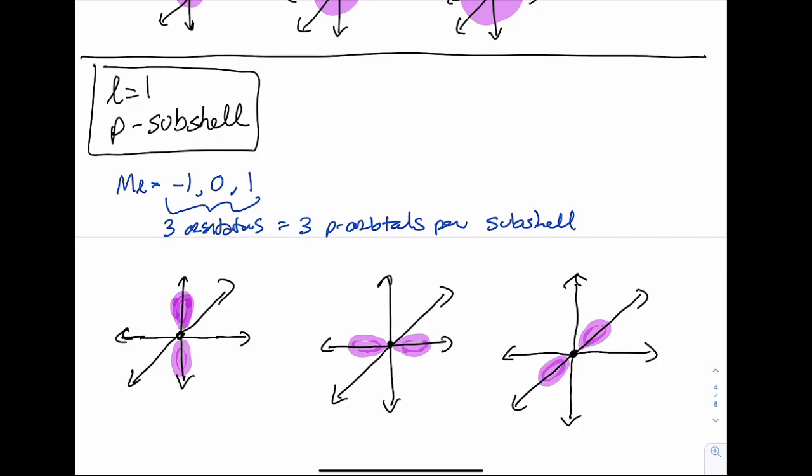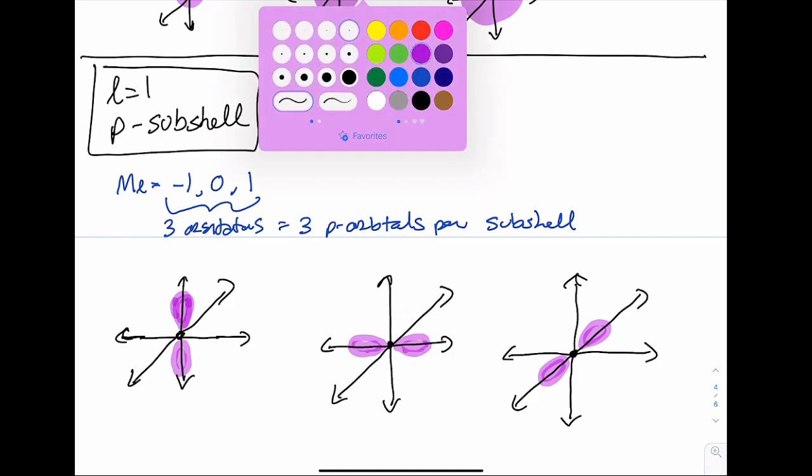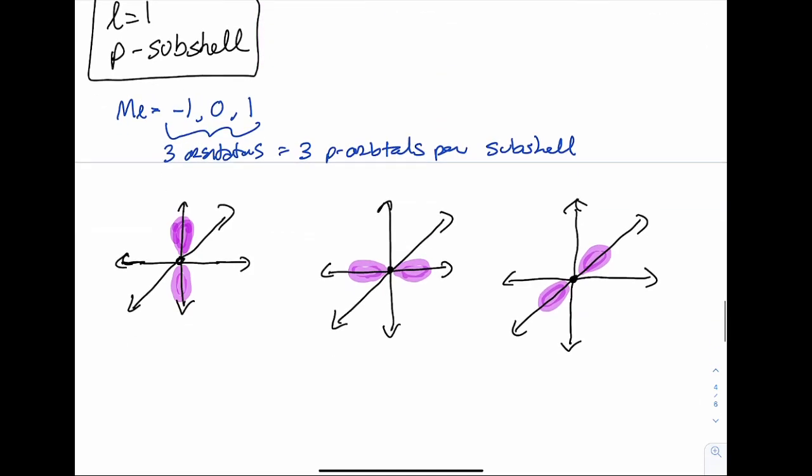So 3 different orientations. It doesn't matter which orientation corresponds to -1, 0, or 1. Just know that I have 3 values for m sub l. I have 3 different ways I can take this and orient it in space, meaning within a given subshell, I have 3 different p orbitals. So we said these were dumbbell shapes. That's the name of them. S's are spherical, these are dumbbell.